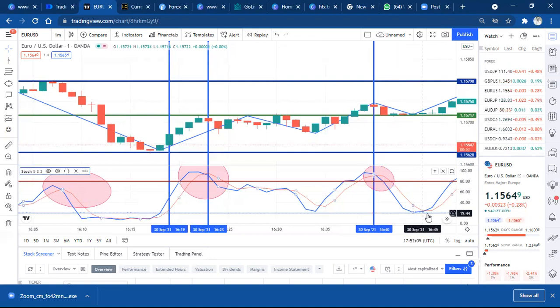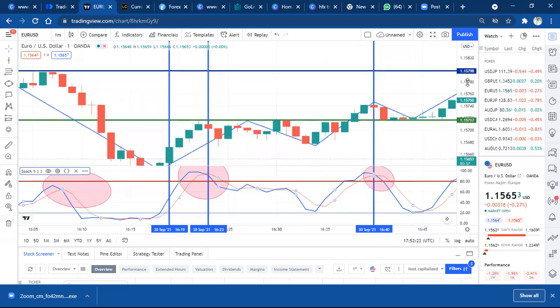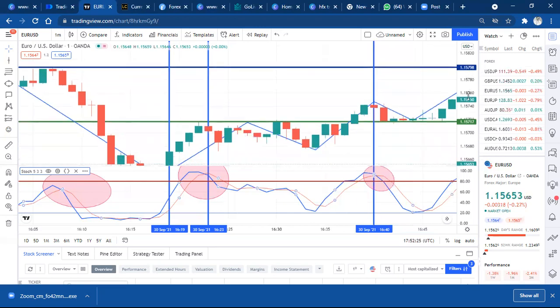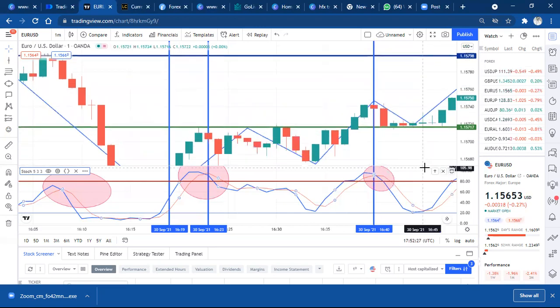Just like a ball that has hit the floor, it is about to go up. What do you think it's saying? It means your stochastic is saying the same thing as your price action, and that is synchronous. So what are you supposed to do? You got a confirmation for your buy.